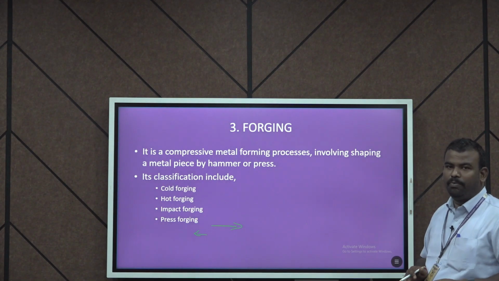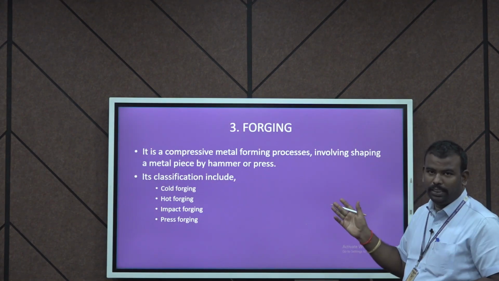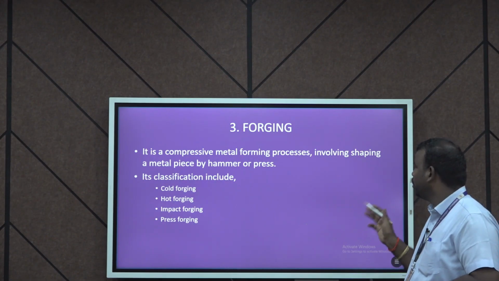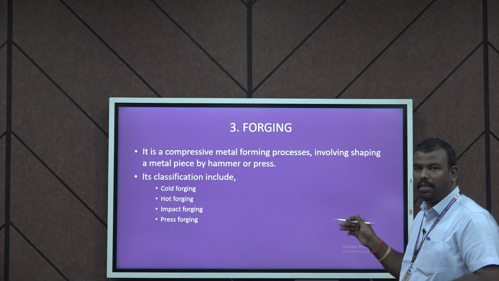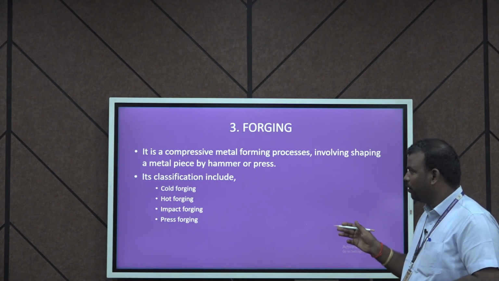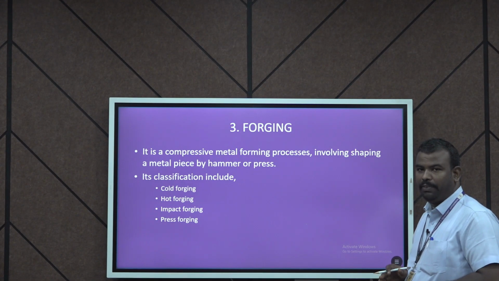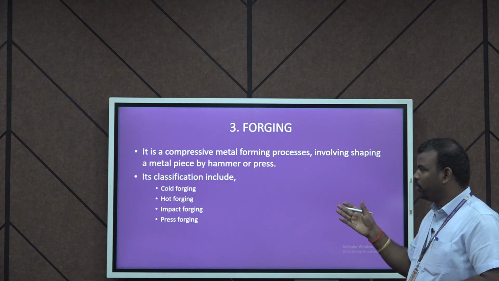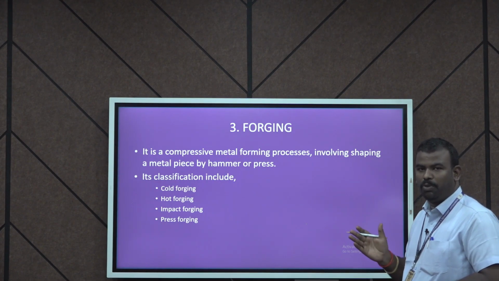The third type of metal forming process is one of the most important. It's called forging. Forging is a compressive metal forming process involving shaping a metal piece by hammering or pressing. The classification of forging is here. First one is cold forging, second one is hot forging, the third one is impact forging, and the last one is press forging.